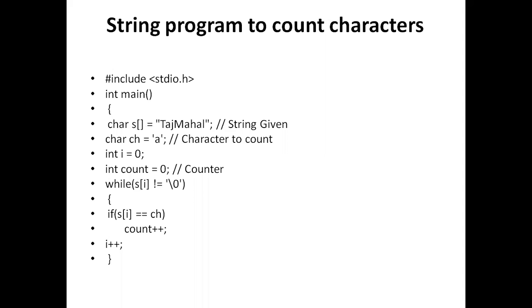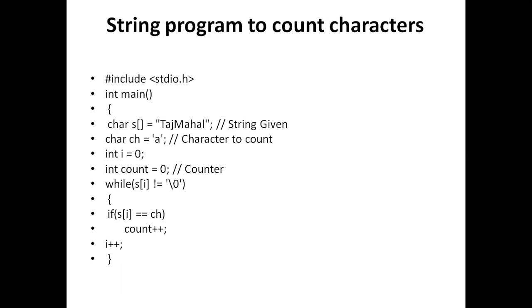So initially i is equal to 0. So s of 0, I will start at t, which is not equal to slash 0. So I will enter the loop. In the loop you can see here, if s of i is equal to ch, that is a, s of 0 is t, is it equal to a? No, both are not equal. So I will not increment count. So again, I will come to the next step. I will do i plus plus.